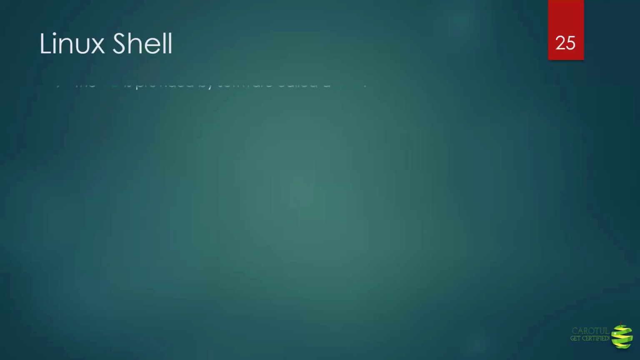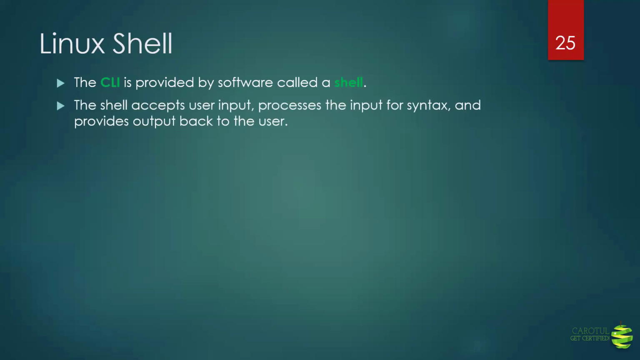So talking about the Linux shell, the CLI is provided by software called a shell. So just like the desktop environment is the graphical user interface software, the shell is the CLI software, right? Providing you the CLI. So the concept is that it accepts the user input, processes the input for syntax, and provides the output back to the user, right? So the default shell for most of the Linux distributions is bash, the Bourne Again Shell basically. So that's what will be installed when you install Linux, but you can install other shells as well. Although for the basic level, you don't need to.